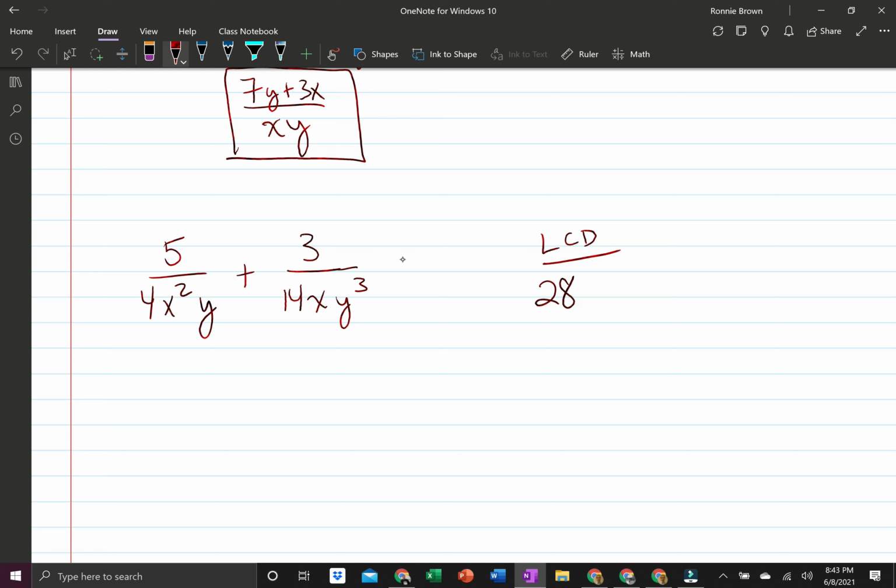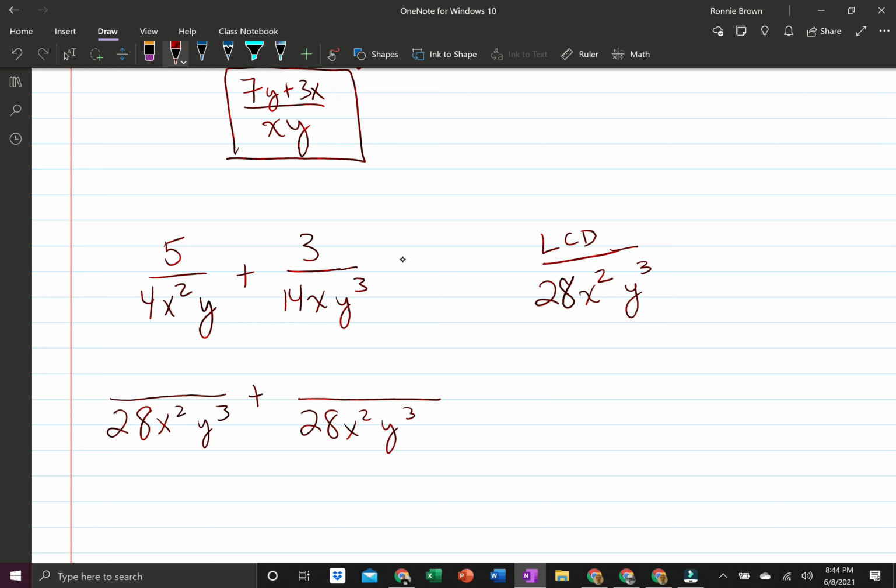We see they both have x's in common, right? One's x squared, one's an x. So we take the one with the largest exponent, as I stated in the steps above. And they both have y's in common, but we take the one with the largest exponent, which is the 3. So the LCD is 28x squared y to the third. Now I'm going to rewrite these rational expressions with the LCD that we've just found, 28x squared y to the third, and 28x squared y to the third there.